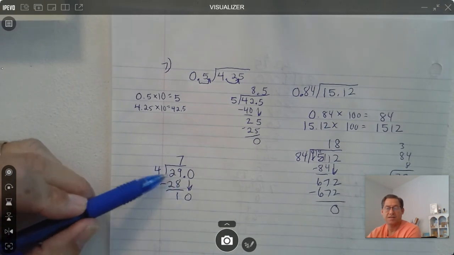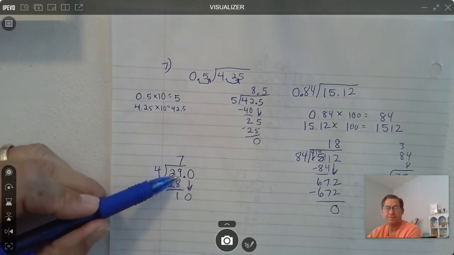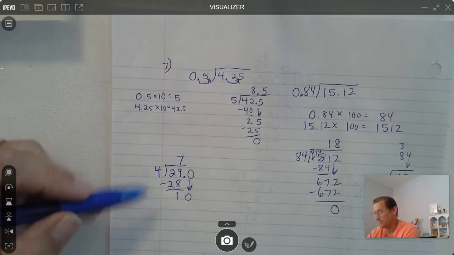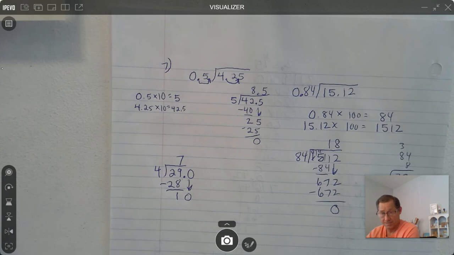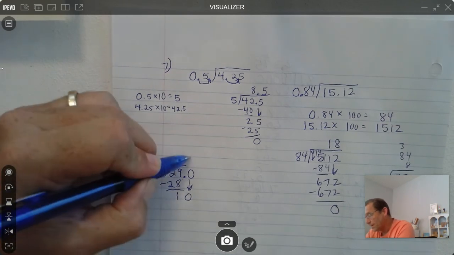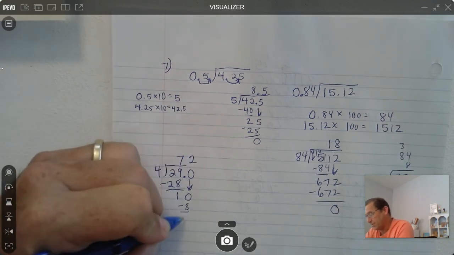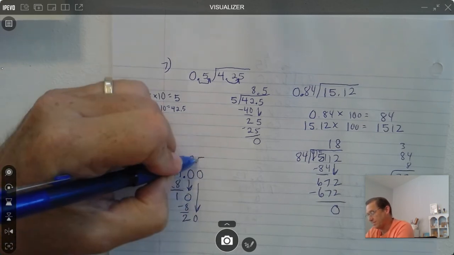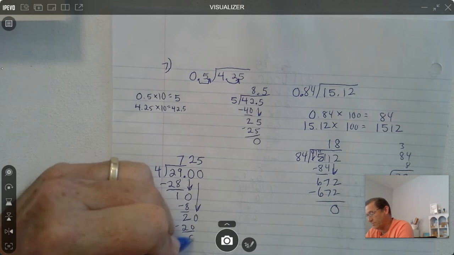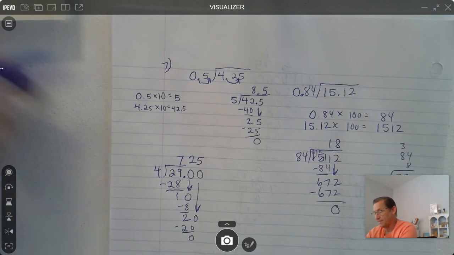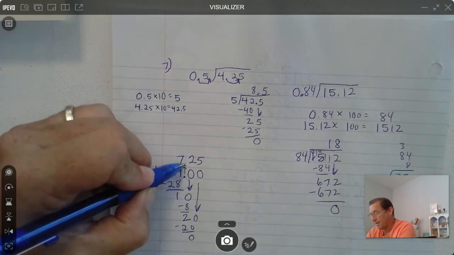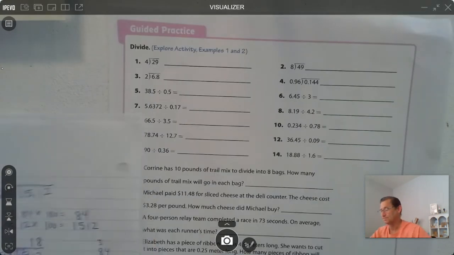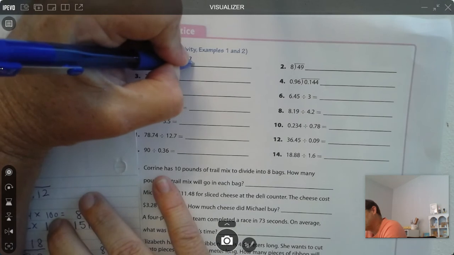Adding a 0 after the decimal point doesn't change the value. And so we'd have 2, subtract, we get 2. Let's add another 0. And 4 times 5 is 20 with no remainder. So where's the decimal point? It was right after the 9. So 7 and 25 hundredths.